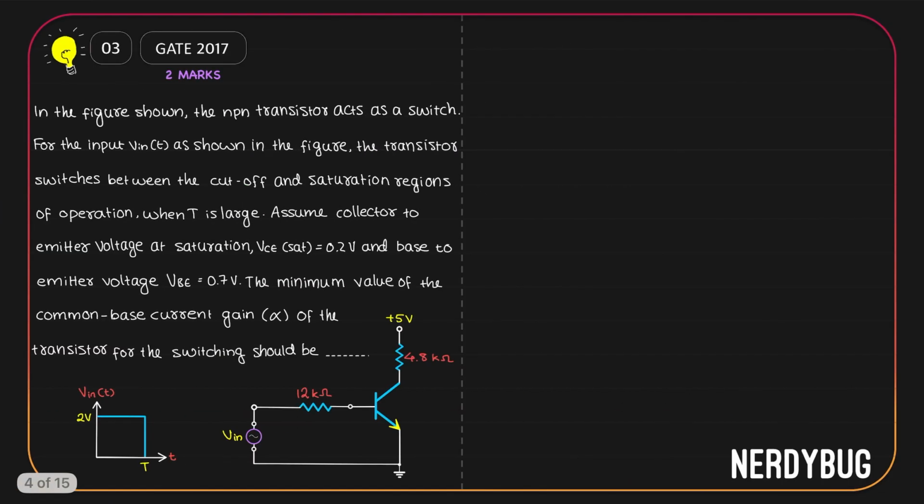Let us see the next problem. In the figure given, the NPN transistor acts as a switch. The input Vin as a function of T is shown over here in the graph. The transistor switches between the cutoff and saturation regions of operation when T is large. We can assume that the collector to emitter voltage at saturation is 0.2 volt and base to emitter voltage is 0.7 volt. What we have to find out is the minimum value of the common base current gain alpha of the transistor for the switching.